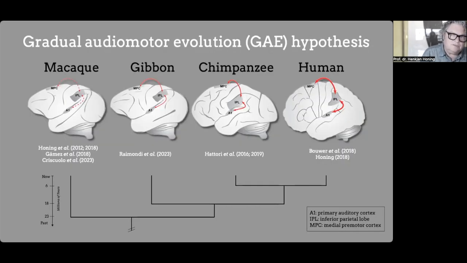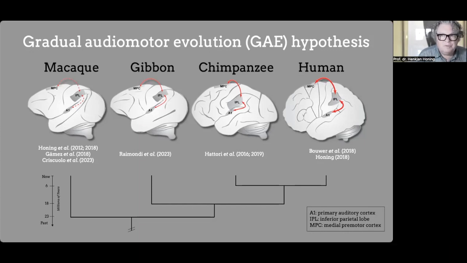We will use this new evidence using an alternative paradigm to probe beat perception and also isochrony perception to update the gradual audiomotor evolution hypothesis. Here the results are summarized, and you see that basically beat perception is something that evolved relatively recently. There is evidence that we shared some aspects of that with chimpanzees, dating the origins of beat perception to roughly 6-7 million years ago. There's also some evidence in gibbons that would suggest it's even older, 18 million years ago.